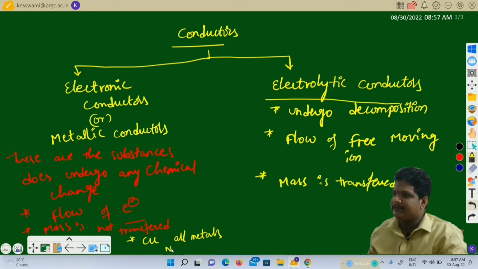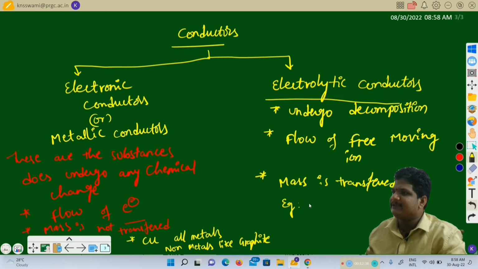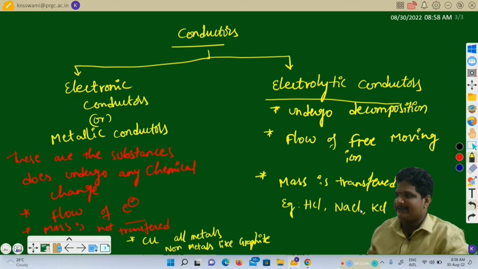and non-metals like graphite. All metals and non-metals like graphite. In the case of electrolytic conductors, the best examples are strong acids and strong bases and some salts. For example, HCl, which is a strong acid, and NaCl, which is a salt, KCl. So these are some examples of electrolytic conductors.